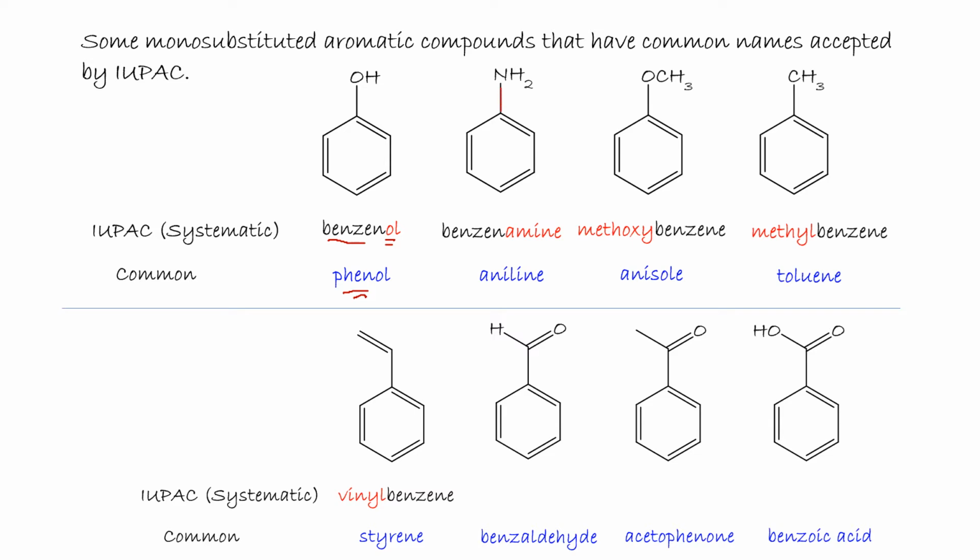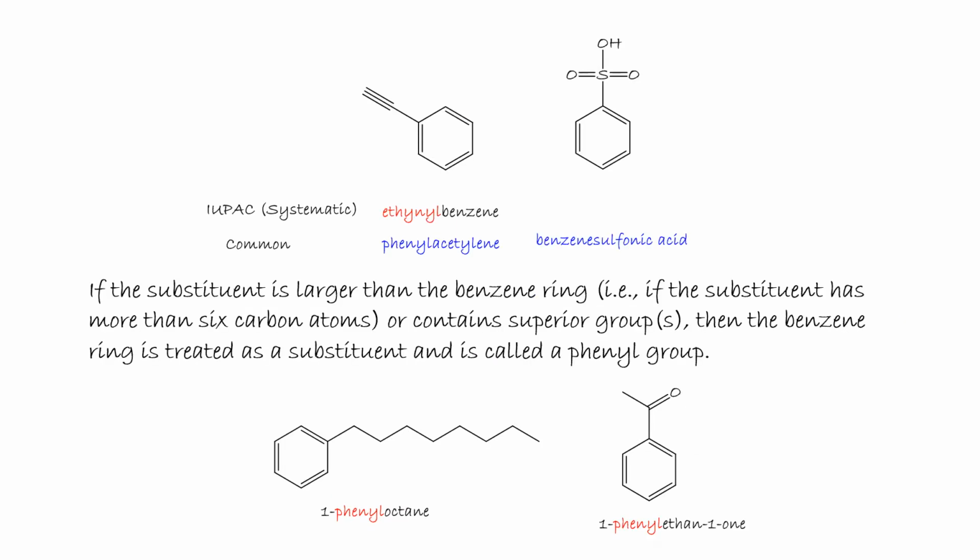Here with NH2, this is benzamine, and the common name is aniline. Here is a methoxy group, we call it methoxybenzene, but we can still name it anisole, the common name. Here is methylbenzene, and we can still use toluene. Here is vinylbenzene, styrene, common name. Here is benzaldehyde, acetophenone, benzoic acid as common names, and these names are still in use.